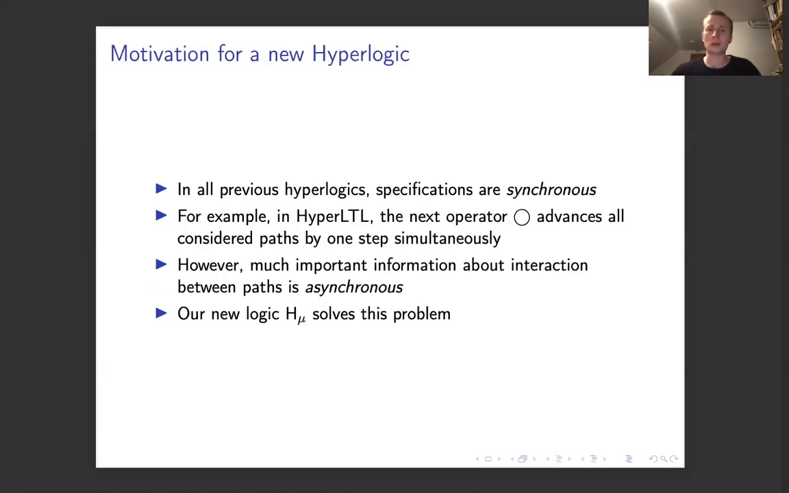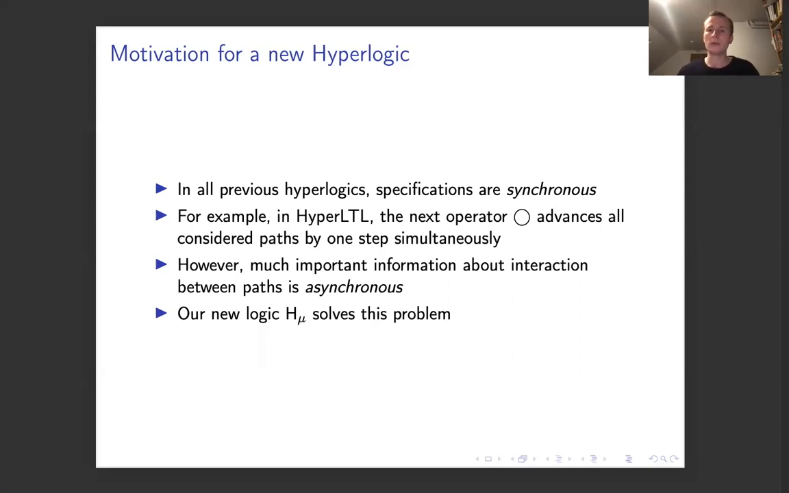Now, an obvious question you might ask is whether there is actually need for a new hyperlogic or whether the previous hyperlogics are sufficient. Now, what all previous hyperlogics have in common is that specifications in them are synchronous. So what does this mean? It basically just means that whenever you take a temporal operator, such as the next operator or the until operator in LTL, you will advance all paths simultaneously and lockstepwise. So if you take the next operator, all paths will be advanced by one step. You cannot, for example, say, I want to advance the first path by 3 steps, the second path by 5 steps, and the third by 9 or so.